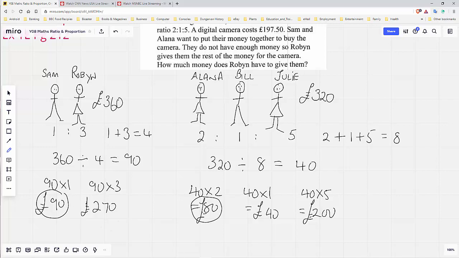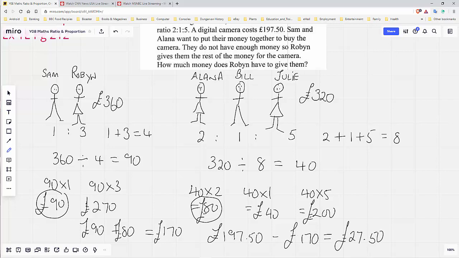So let's put them together. 90 plus 80 equals £170, which is not enough to buy the camera, which is £197.50. The difference between £197.50 and £170 is £27.50. So that's how much Robin has to contribute, and that's our final answer.